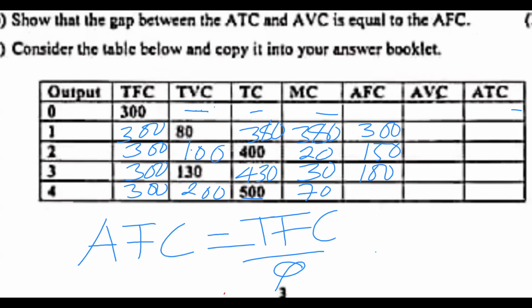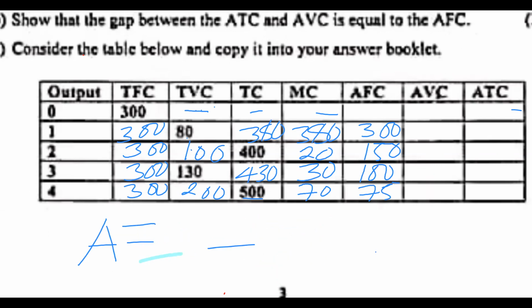75, right? 4 into 300. Yes, sir, 75. 75, like that. That's how you find the total fixed cost. Then you go to average variable cost. The average fixed cost is found like that.